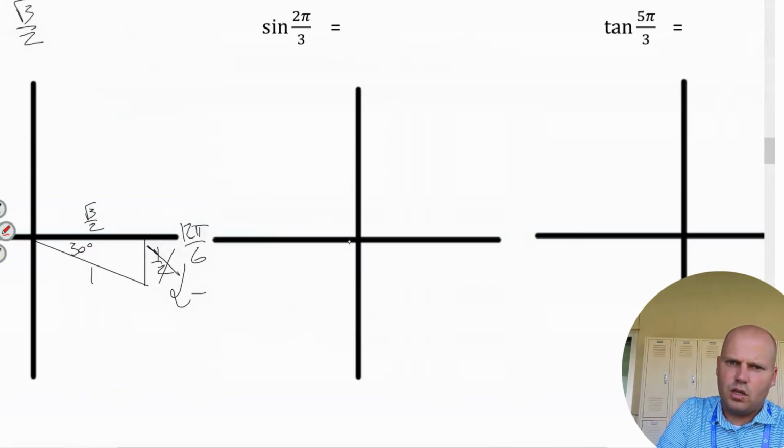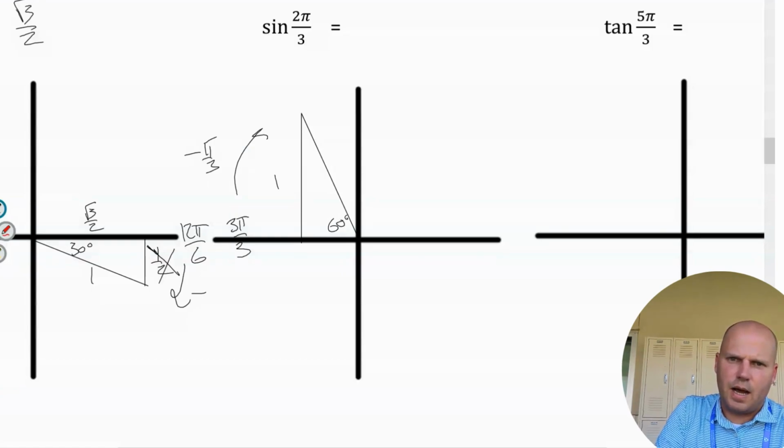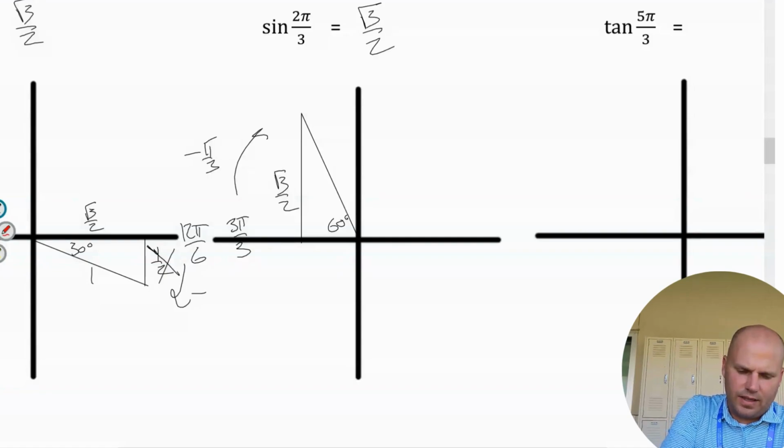Sine 2 pi over 3. 3 pi over 3 minus a pi over 3. 60 degrees. Sine is the opposite. I'm going up on the XY axis. If you consider that, that's why that's that.